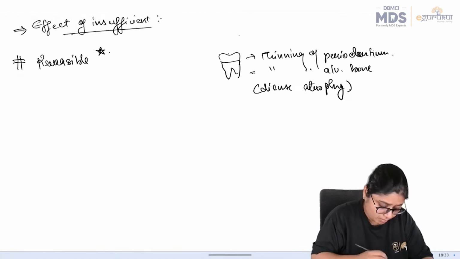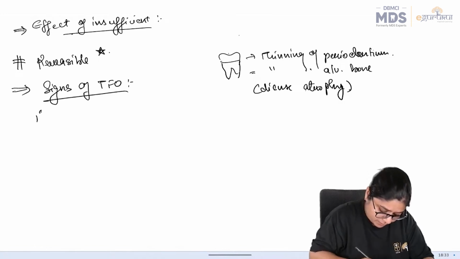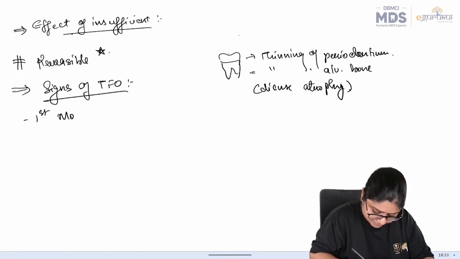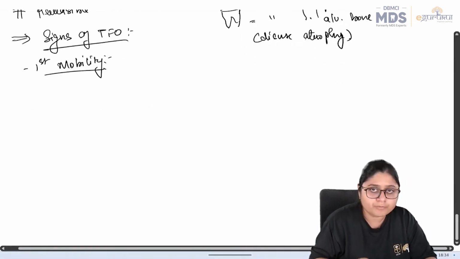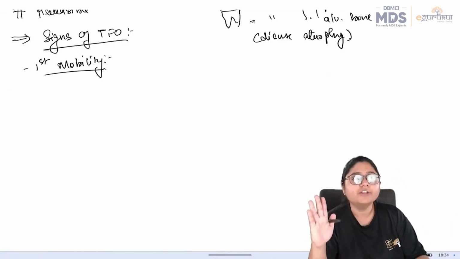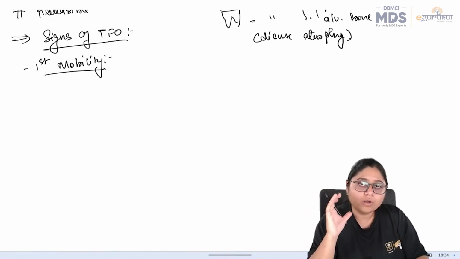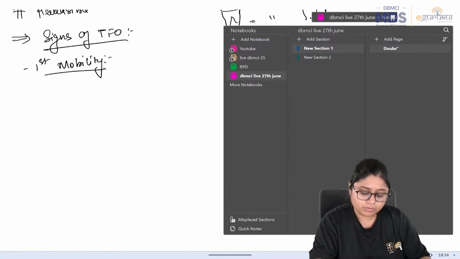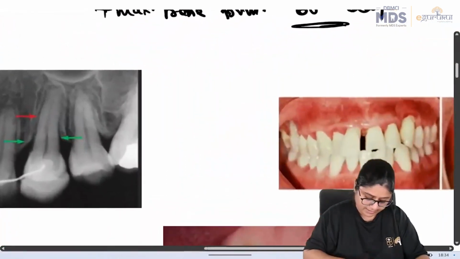Now, signs of trauma from occlusion. The first sign of trauma from occlusion is mobility. Why does mobility occur? Because in abnormal forces there will be bone resorption. As we have seen, in greater abnormal forces, at the area of pressure, there will be bone resorption. So what will happen? There will be whitening of the PDL, and because of this the tooth will not be able to bear the forces. The PDL space will widen.